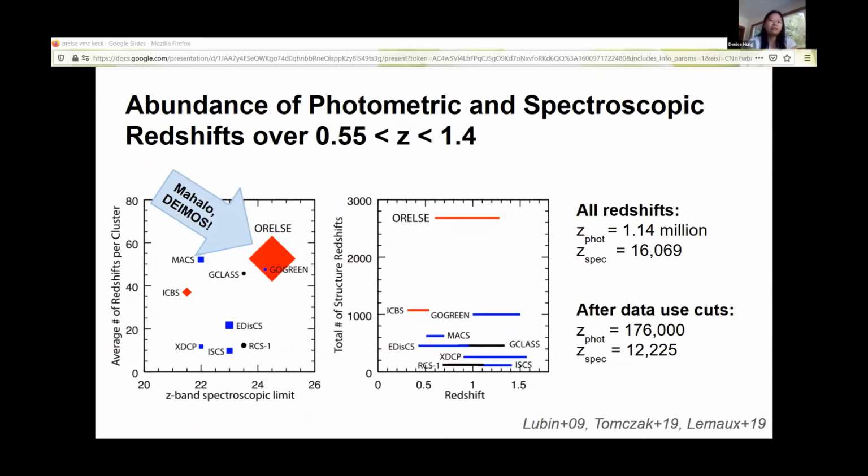The data set we have of ORELSE dwarfs many other large-scale structure surveys in both the number and redshifts and limiting spectroscopic magnitude. The wealth of photometric and especially spectroscopic redshifts makes ORELSE a prime data set for a serendipitous cluster search. Spectroscopic redshifts have an order of magnitude greater precision and accuracy than photometric redshifts, and this work would not have been possible without the over 10,000 spectroscopic redshifts we obtained from DEIMOS over a 15-year campaign.